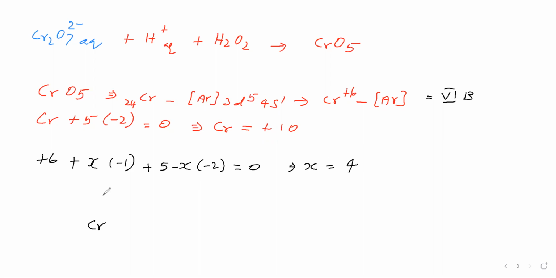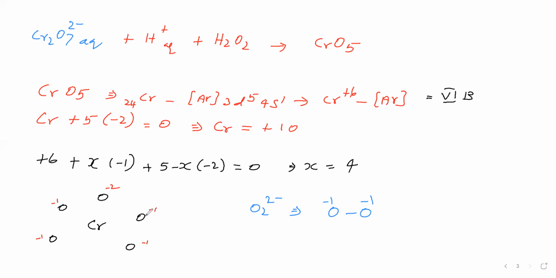Now we write CrO5, which contains 5 oxygens in total. For 4 oxygens we give -1 oxidation number, and for 1 oxygen we give -2. An oxygen with -1 is peroxide. The peroxide ion formula is O2 2 minus. We give it as O single bond O, and each oxygen carries -1. This is the peroxide ion, and this linkage is called the peroxy linkage.